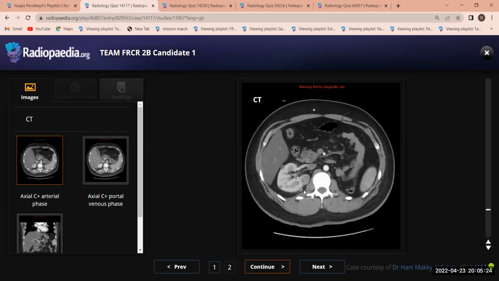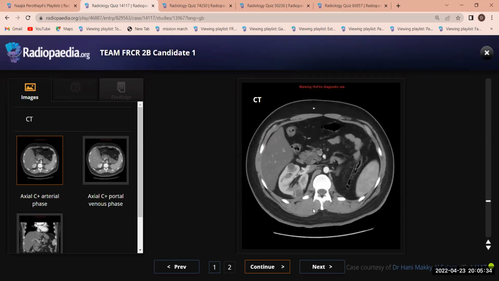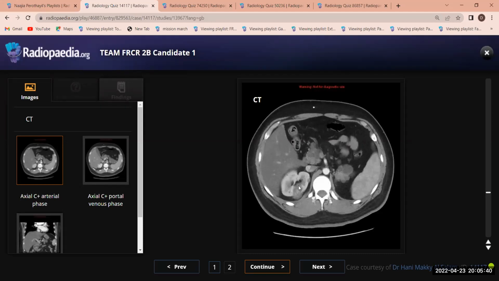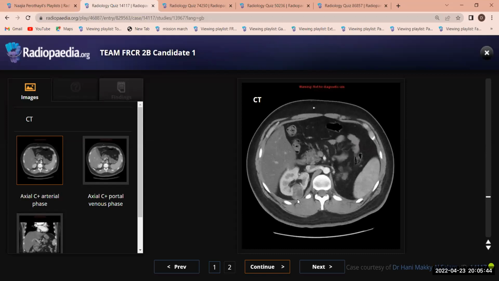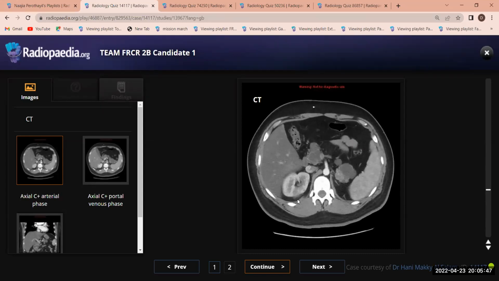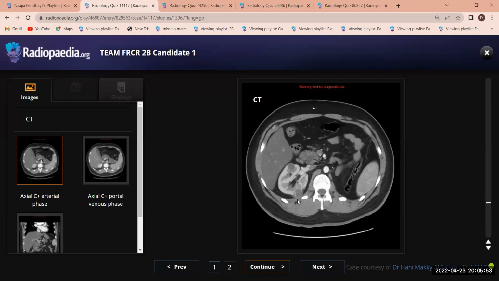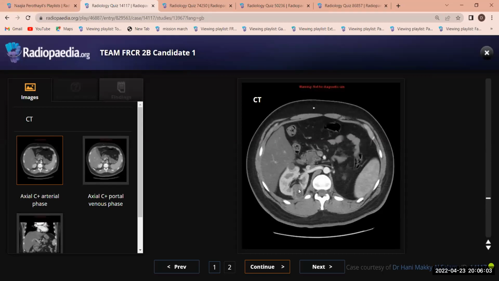But I could appreciate a soft tissue density mass arising from the posterior aspect of the right kidney, which is highly concerning for RCC, renal cell carcinoma. It could be a synchronous lesion as the patient had an earlier history of renal cell carcinoma. There are multiple other lesions, which also appear to be complex cystic lesions. These are not simple cysts, as I could appreciate septations within and some soft tissue density within, which are also highly concerning.